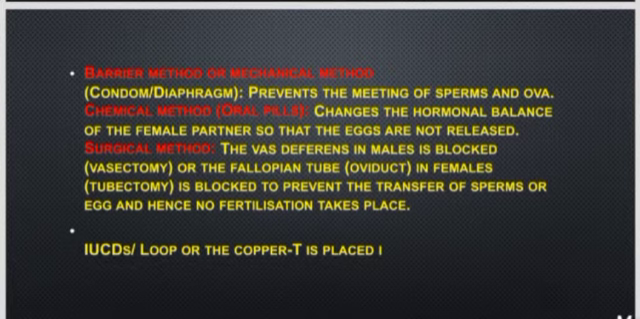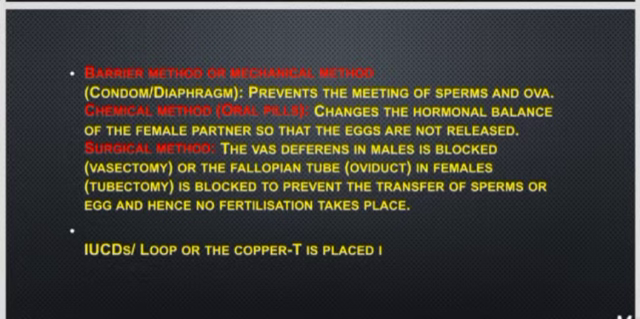And the surgical method. In the surgical method, we will be doing a surgical block in the vas deferens, that is called vasectomy. At the same time, we can do the surgical block in the oviduct or fallopian tube, that is called tubectomy. We can follow any of the surgical methods for preventing pregnancy. In females, the oviduct is blocked to prevent the transfer of sperm or egg, and hence no fertilization takes place. So these are the three methods normally we use for preventing pregnancy.